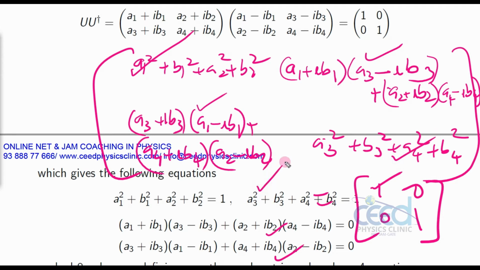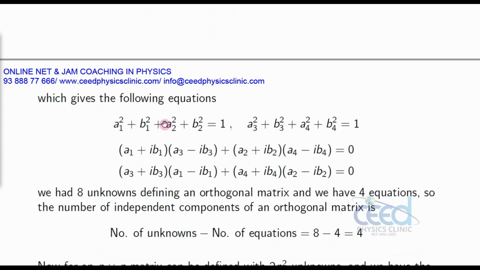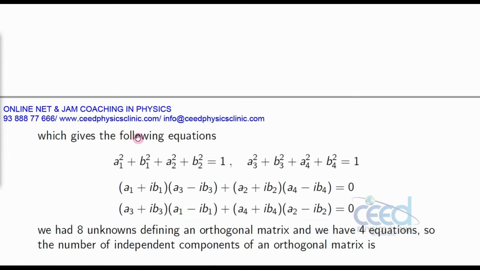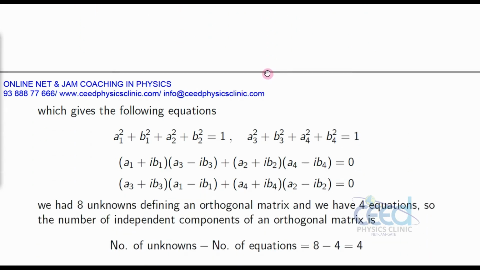So when I equate, I get 4 equations. With how many unknowns? 8 unknowns: a1 b1, a2 b2, a3 b3, a4 b4. And we have 4 equations, all different. So what is the number of independent parameters? That is the number of unknowns minus the number of equations, that is 8 minus 4, equal to 4.